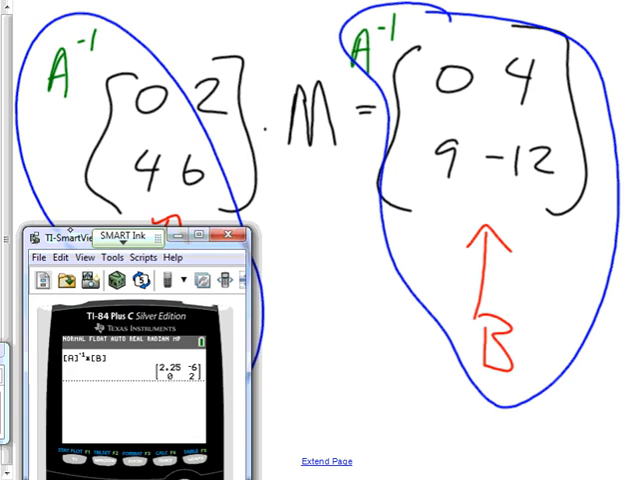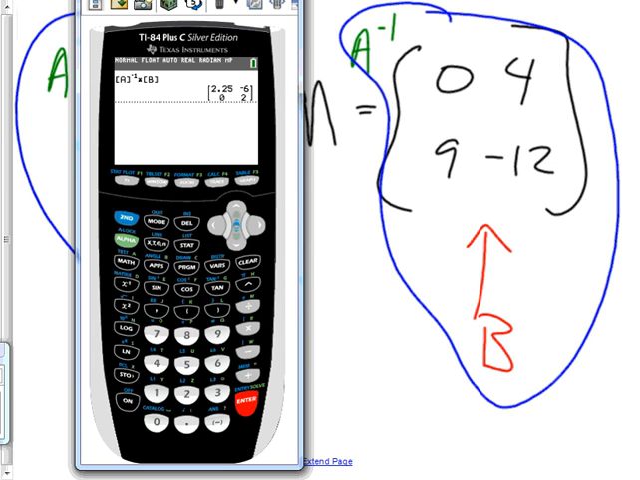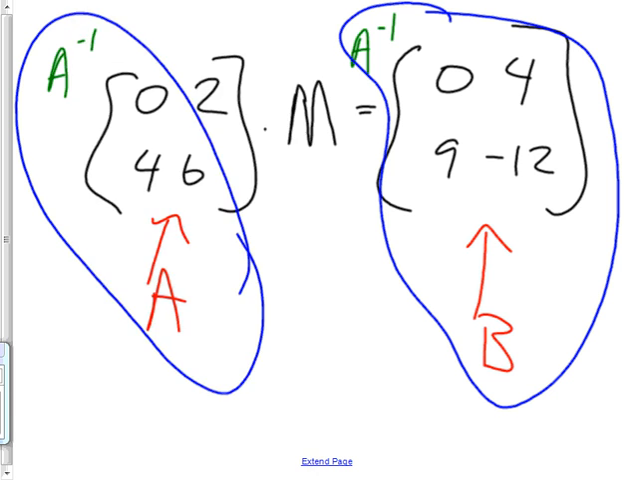So when you did inverse of A times B, and then you changed it to a fraction, the last little step is all I need to do here. So I go to math, enter, enter, and it's 9/4, negative 6, 0, and 2. Okay. Now, the last kind of matrix problem that I have to get you ready for is where they give you two equations, and you don't even have a matrix, and then all of a sudden you're supposed to make it be a matrix.